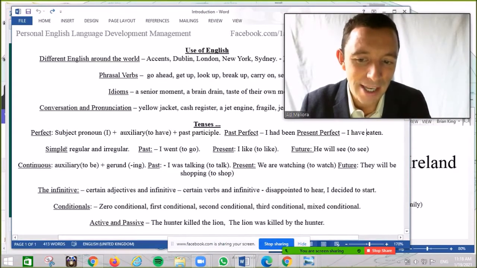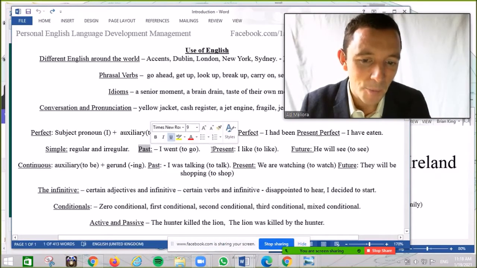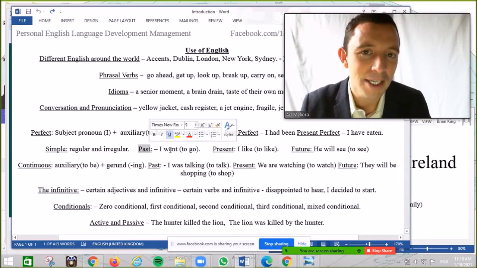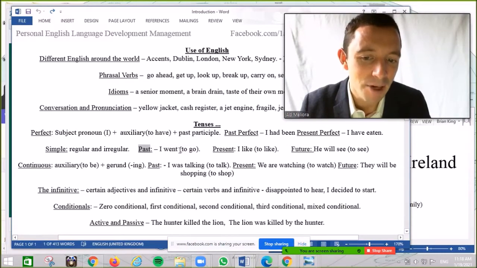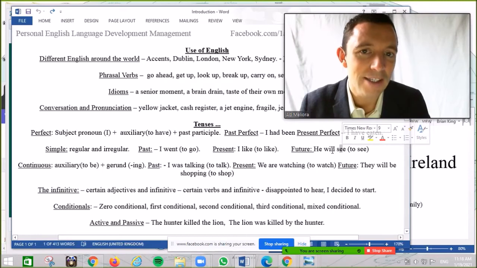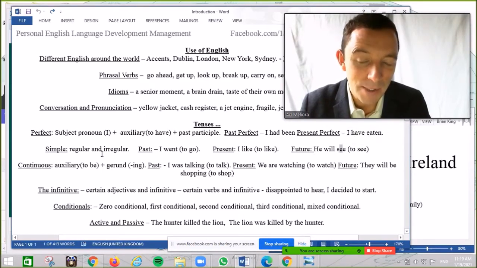The next one is the simple. So we have the past simple, the present simple, and the future simple. Okay, and sometimes the simple is irregular. So sometimes in the past it's irregular. For example, the verb to go in the past is I went. Okay, there's the example of the present, I like, and the future normally, I think, always has will plus the infinitive. I will go, I will eat, she will go. Okay, so they are the simple and the perfect.